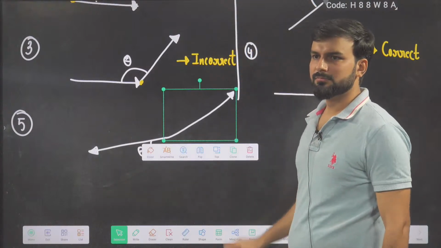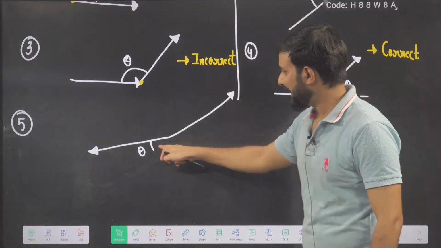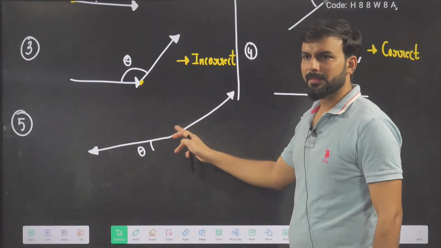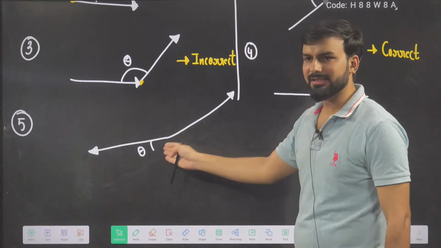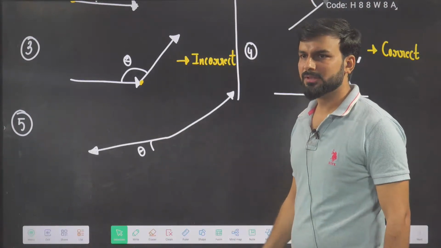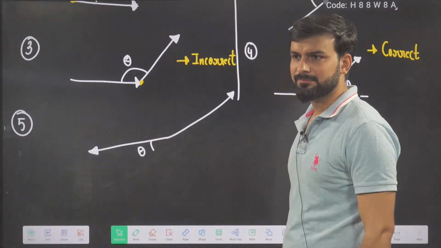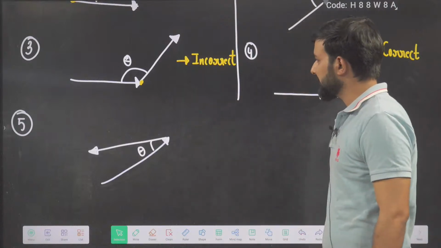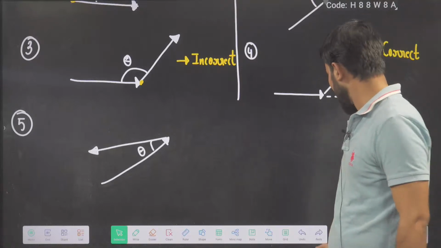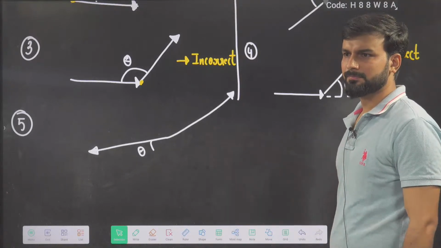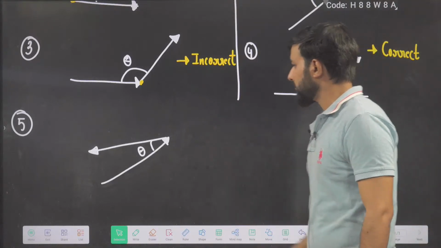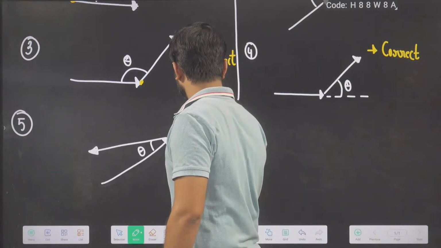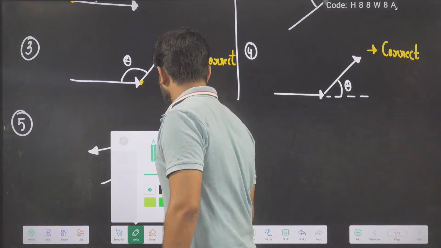Shifted, check. This is the angle? Is it inside? No, it is coming outside. Is it enclosing both the vectors? Is it making any angle? Is it making any sense? No. So is this a correct diagram or incorrect? By shifting you have checked. So this will be incorrect.